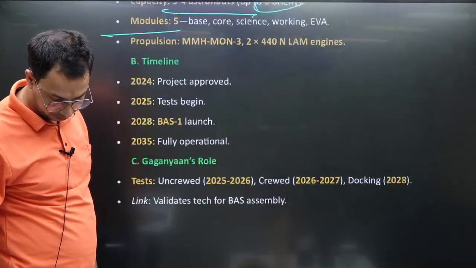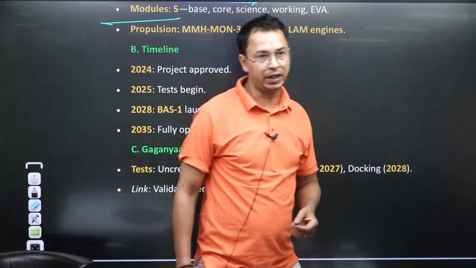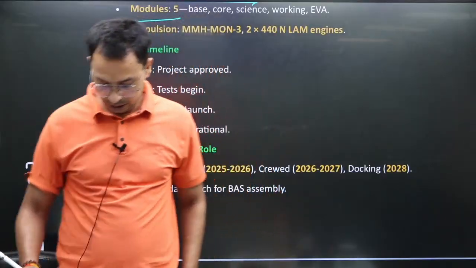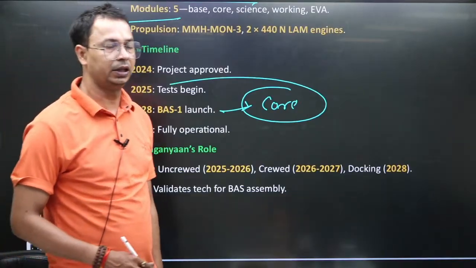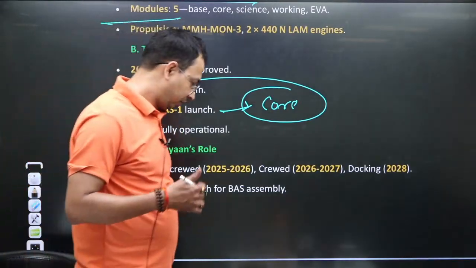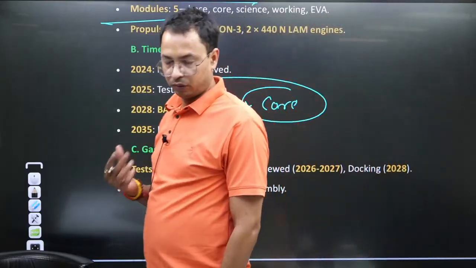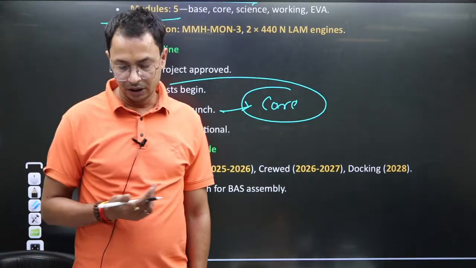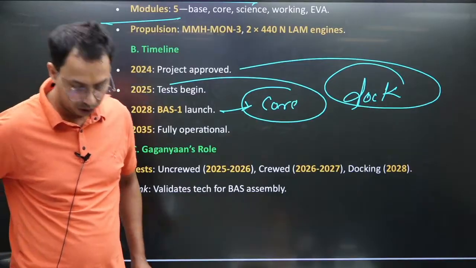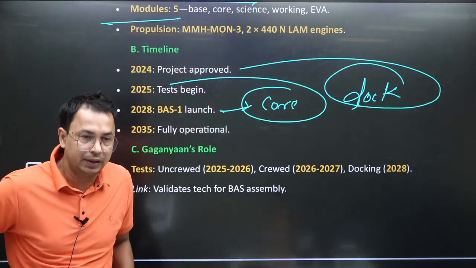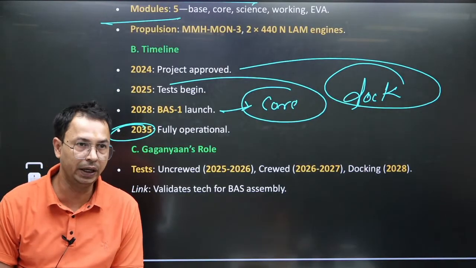And in 2024 the project was approved. Then in 2025 the tests began. 2028 will be the time when we will send the core of the Bharatiya Antariksh Station into space. After that, we will send the 4 different units of the Bharatiya Antariksh Station, and they will dock with the 4 modules of the station. And this is our plan, that by 2035 the Bharatiya Antariksh Station must be functional.